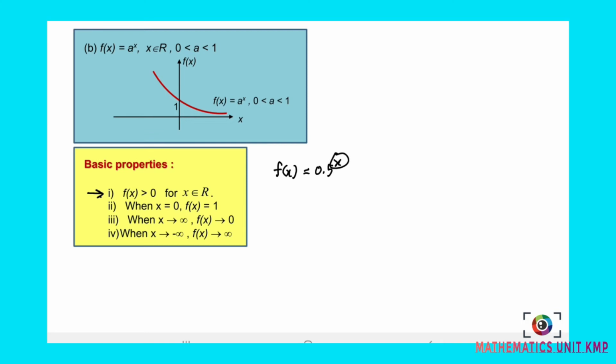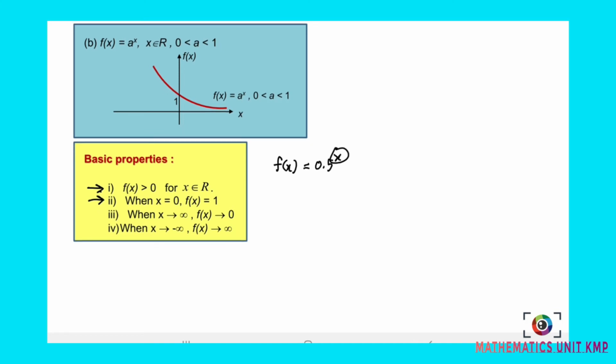Alright. Now we go to the second step. When x equals to 0, f(x) equals to 1. Why? Because same ya, f(x) equals to a power of x. You sub a to 0, dapat 1. For the second step, do you understand?